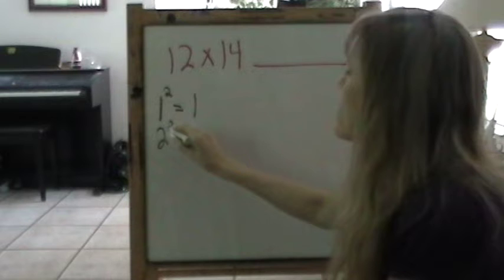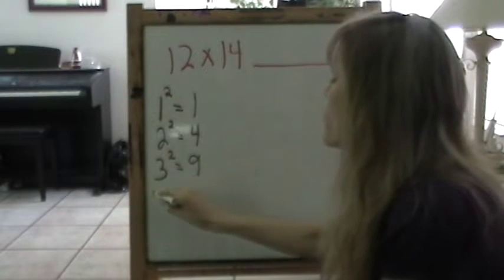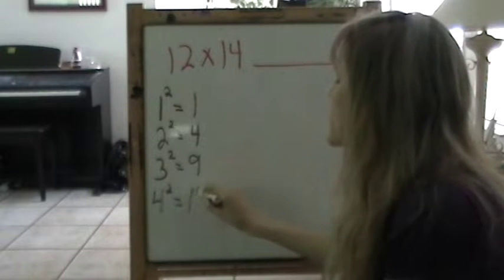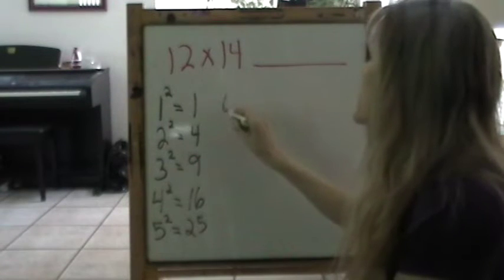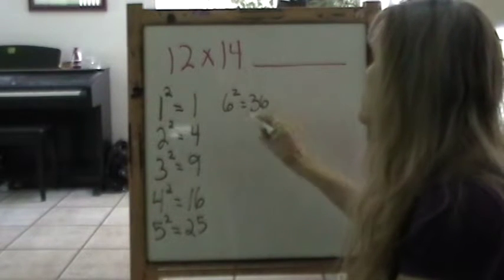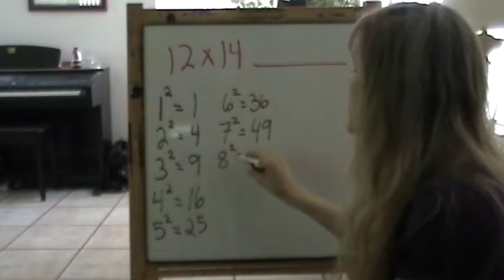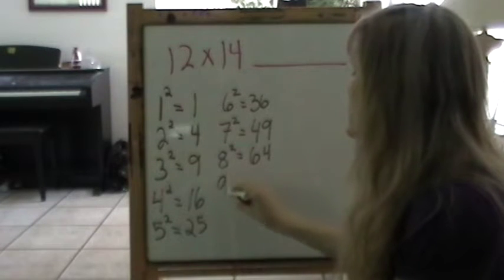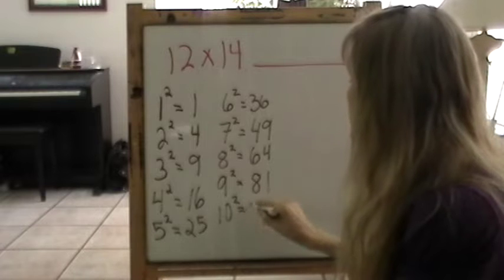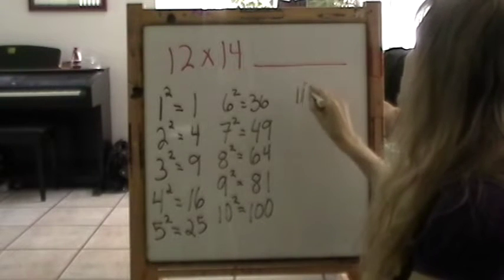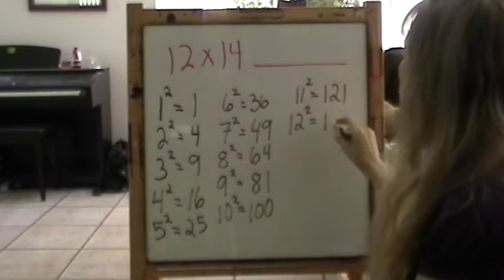2 squared is 4. 3 squared is 9. 4 squared is 16. 5 squared is 25. 6 squared is 36. 7 squared is 49. 8 squared is 64. 9 squared is 81. 10 squared is 100. 11 squared is 121. 12 squared is 144.